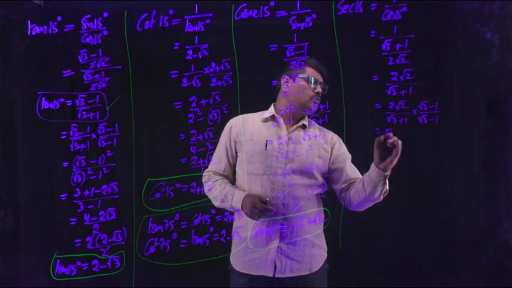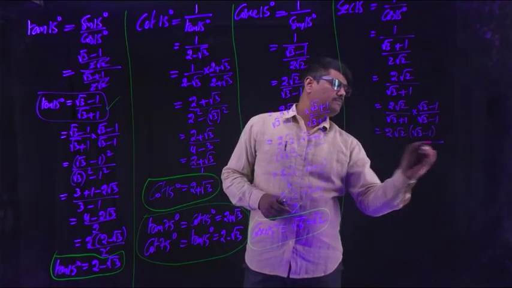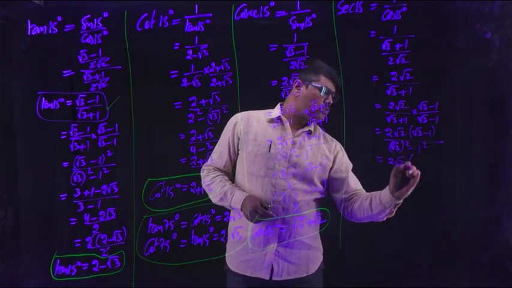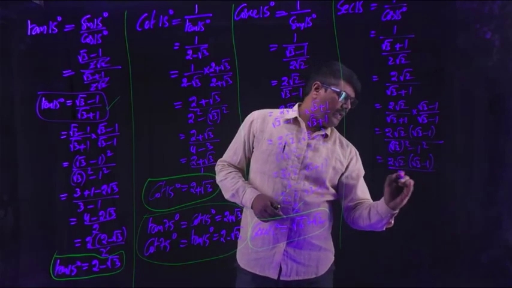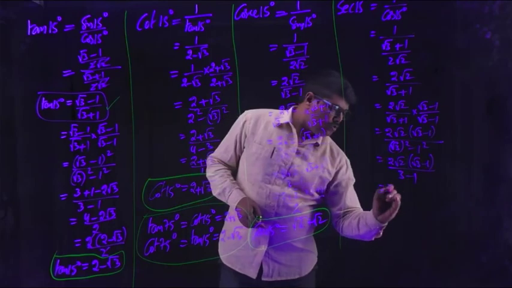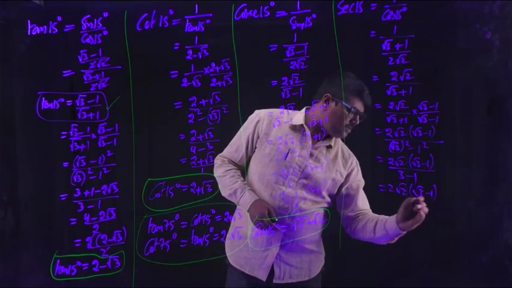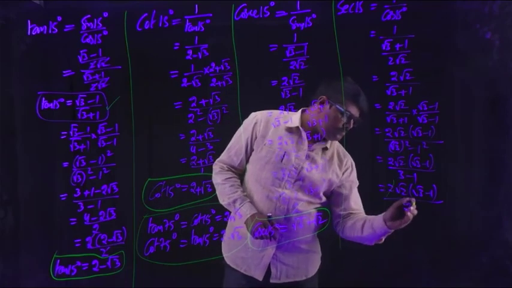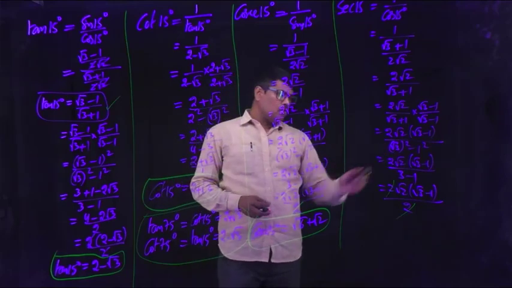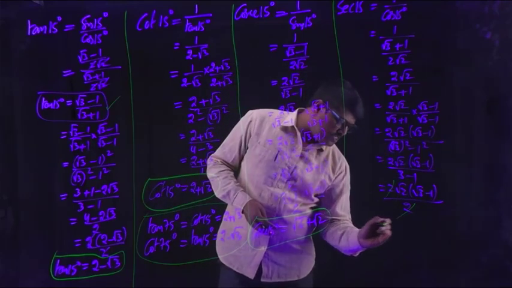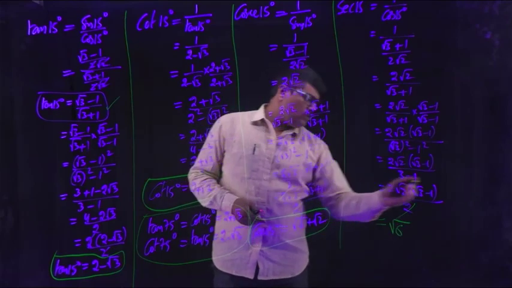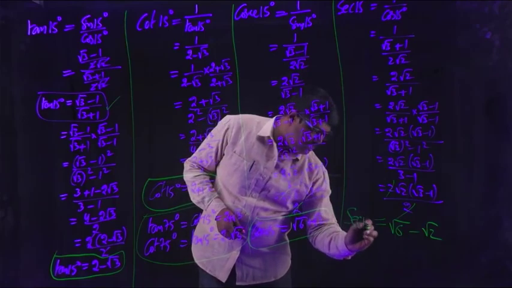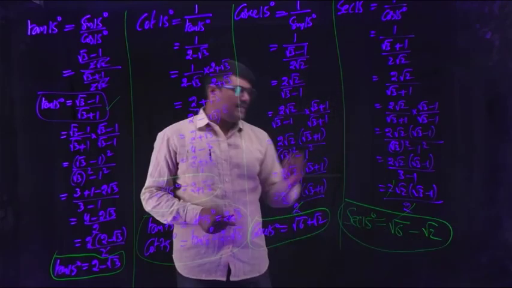So 2 root 2 into root 3 minus 1 by root 3 whole square minus 1 square. 2 root 2 into root 3 minus 1 by 3 minus 1, which is 2. Again 2 gets cancelled, and multiplying root 2 into the bracket, root 2 into root 3 is root 6, and root 2 into 1 is root 2. Root 6 minus root 2. So remember the value of secant 15. Secant 15 is root 6 minus root 2.